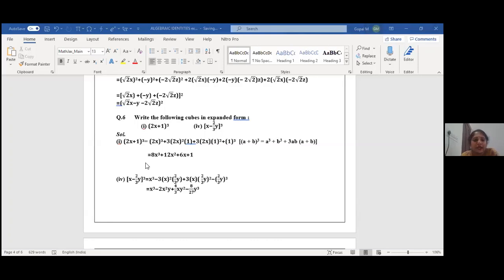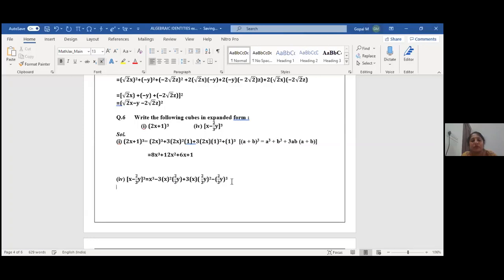Even here in the 6th question, there are 4 questions: first, second, third, and fourth. Here, second and third I gave as homework. This is just application of (a plus b) whole cube and (a minus b) whole cube. See the second one, in the place of a, x is there, in the place of b, 2 by 3 y is there. Just apply in the formula: a cube minus 3a square b plus 3ab square minus b cube. Or a cube minus b cube minus 3ab into (a minus b). Just write in the expanded form, apply the values and multiply.